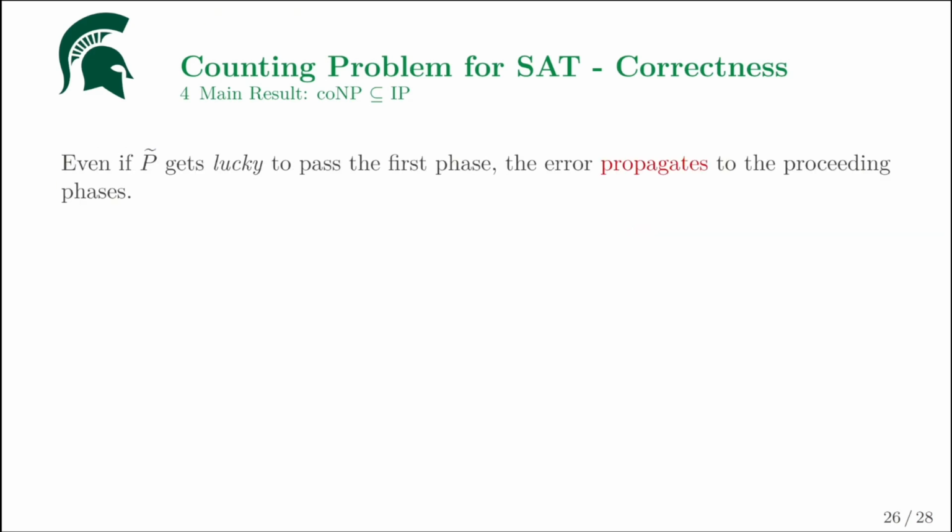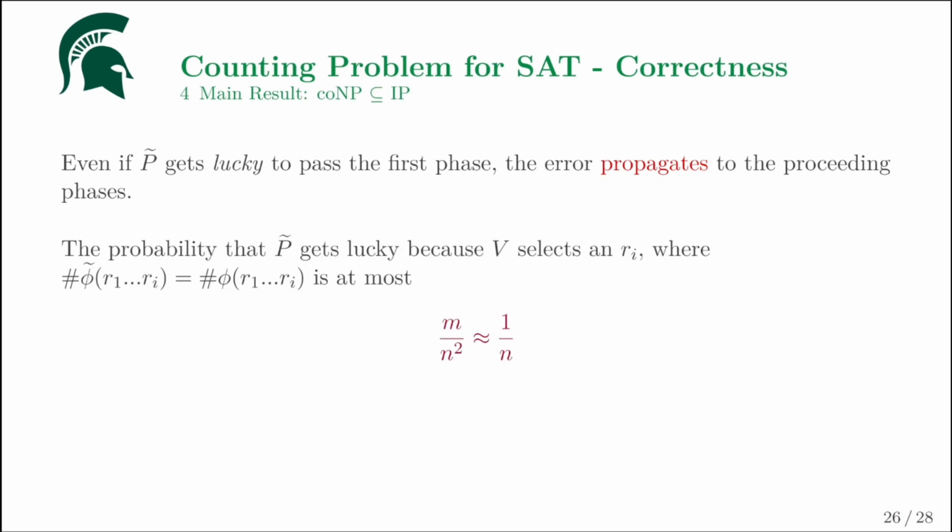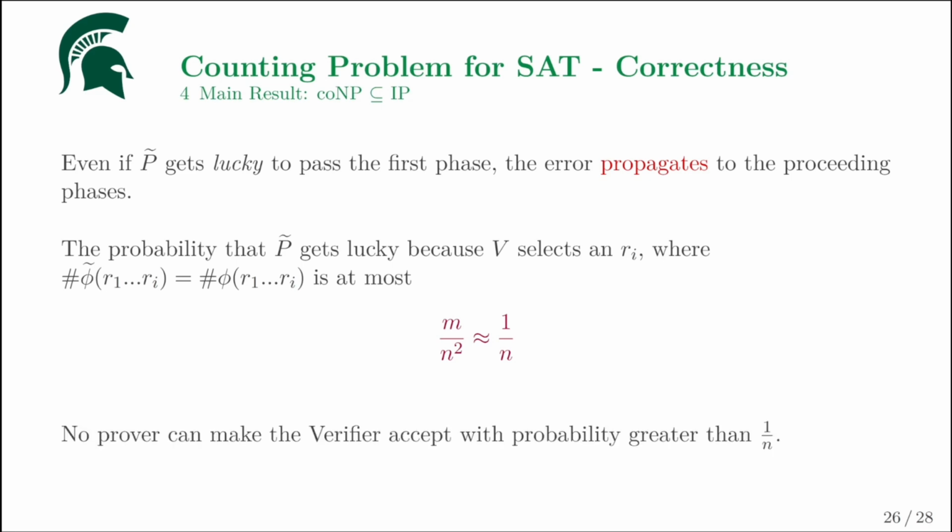So even if the dishonest prover passes one round's sum check by luck, that error will propagate to the next round. It will need to continue providing polynomials which agree with the true polynomial. So by the final round, the probability that the dishonest prover passes all prior checks as well as the final round is at most 1 over n. Hence, no dishonest prover can make the verifier accept with probability exceeding 1 over n.